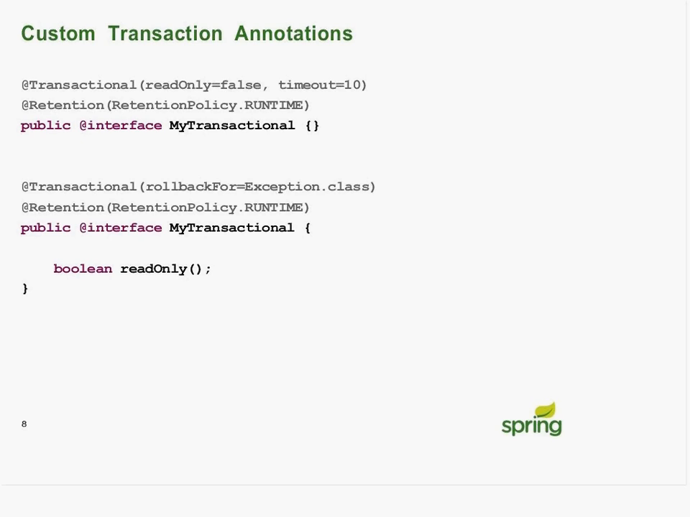The same overriding kind of approach can be used here as well. So if you want to leave the read-only choice up to the actual user of your custom annotation, just redeclare that attribute in your custom annotation. It automatically overrides the same named attribute in the standard @Transactional annotation up there. So you have basically all the choices possible in designing your custom annotations.